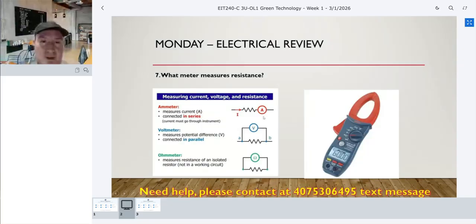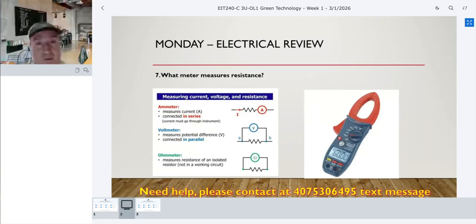It's very important that you identify the symbols. You see the A with the circle, V with the circle, omega with the circle. In a schematic, when you see something like that, they indicate instruments that are testing these values, these variables. Amperes, that is current; voltage, that is a potential difference in volts; and ohms, that is resistance.